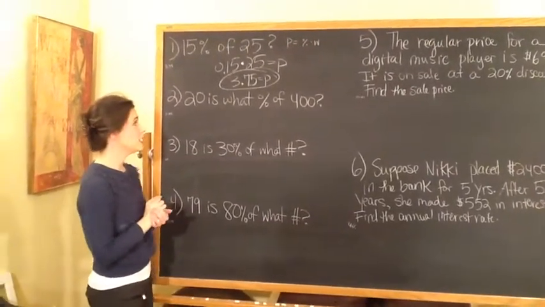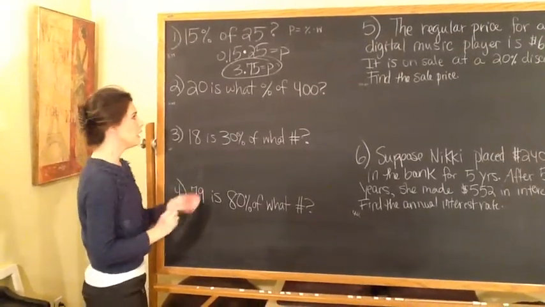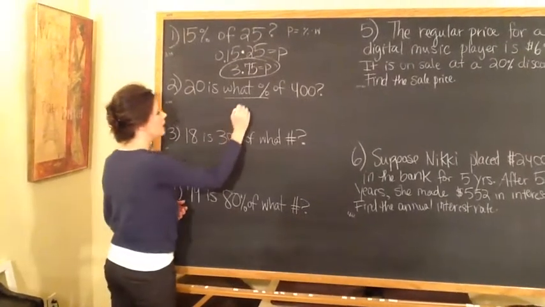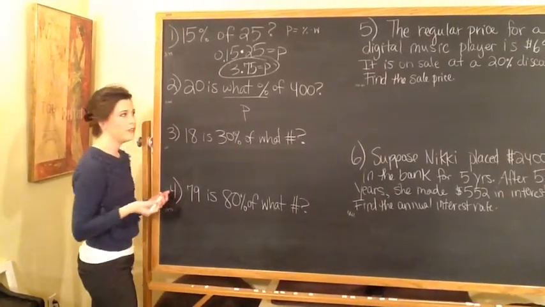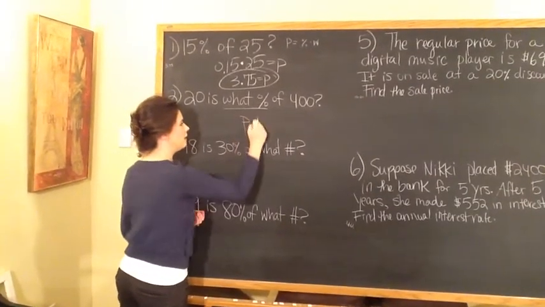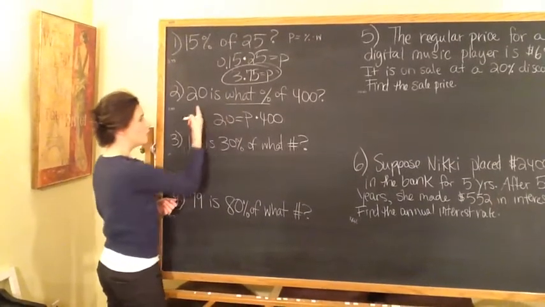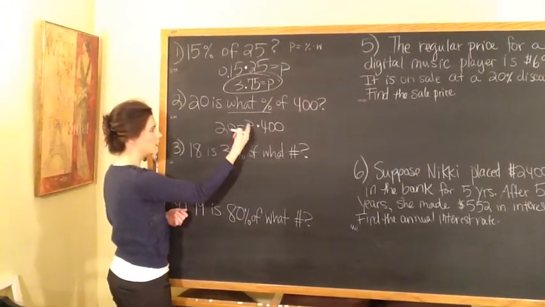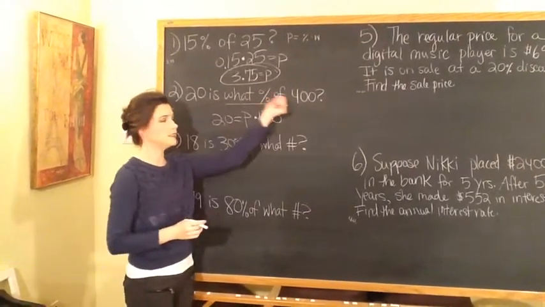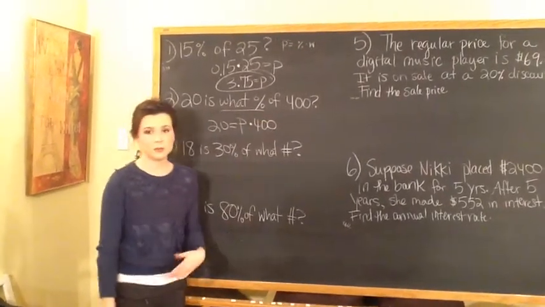Alright, number 2, it says 20 is what percent of 400? So first of all, I see what percent. So that means I don't know the percent. So my percent is going to be a variable and I'm just going to make it P for percent. And then of 400, so that means I multiply my percent times 400, is going to give us 20. So we can read it as 20 is what percent of 400. So really you have those key words is and of. Both of those tell you what to do. So is means equals and of means multiply.